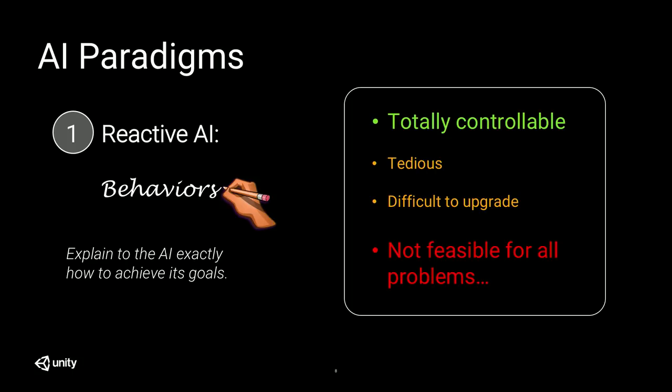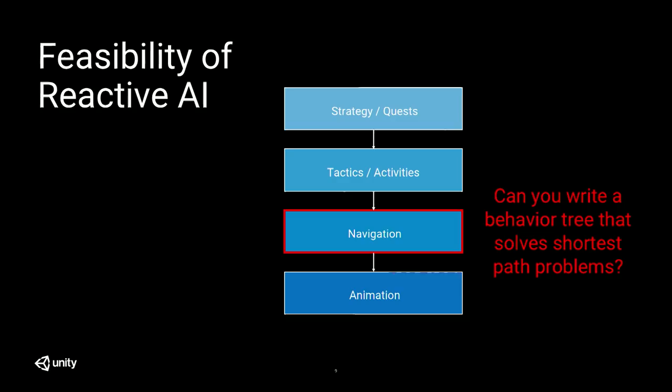And let me give you a very concrete example that I think will make a lot of sense, and that is if we go back to this diagram, navigation. Can you write a finite state machine or a behavior tree or a C# script that will find the shortest distance between two points on a nav mesh or a road map or whatever else you're doing navigation on? And the answer is no, it's really impossible to do so.